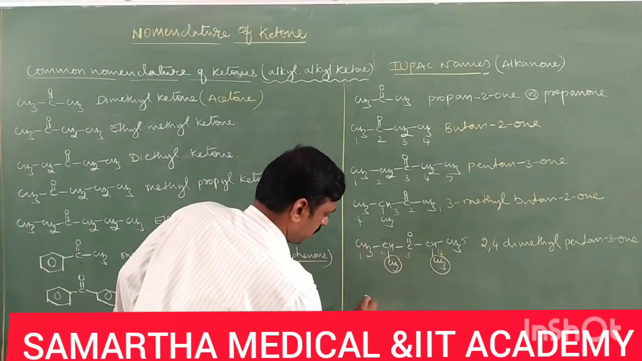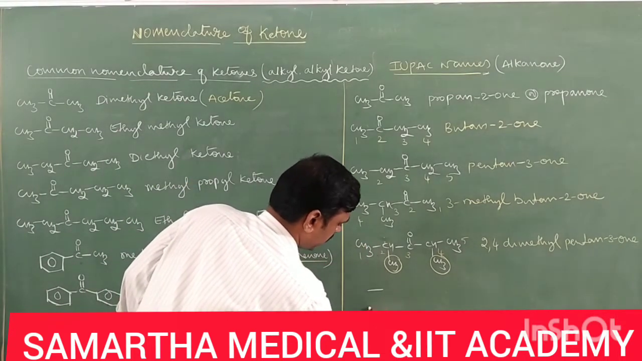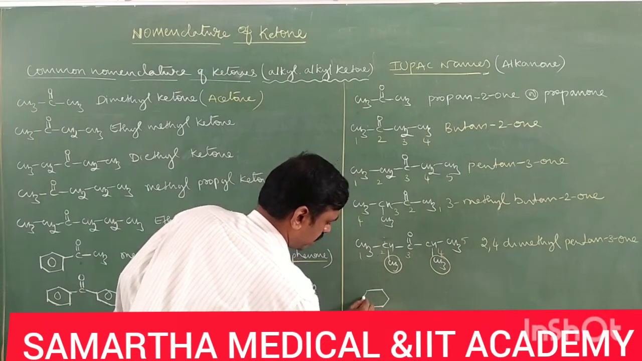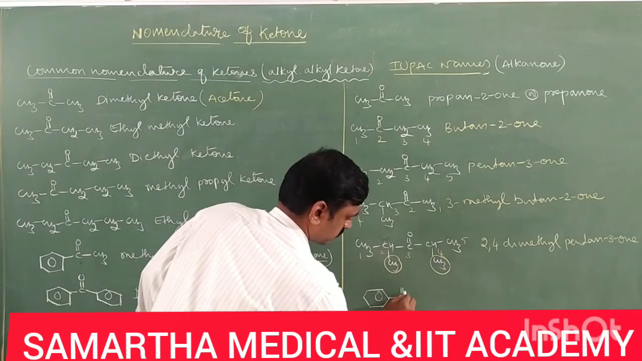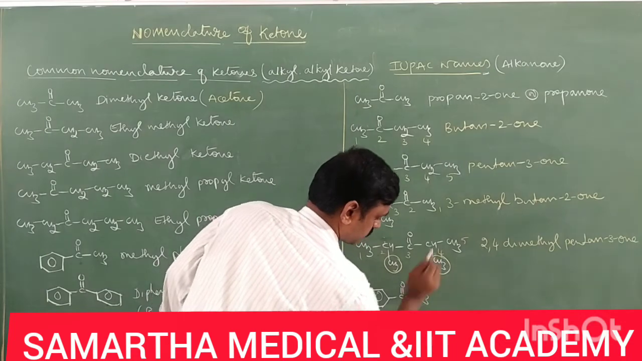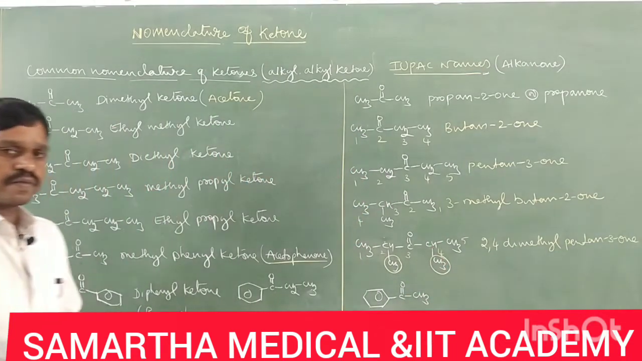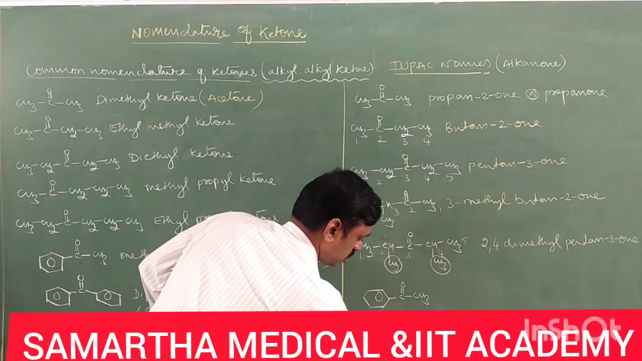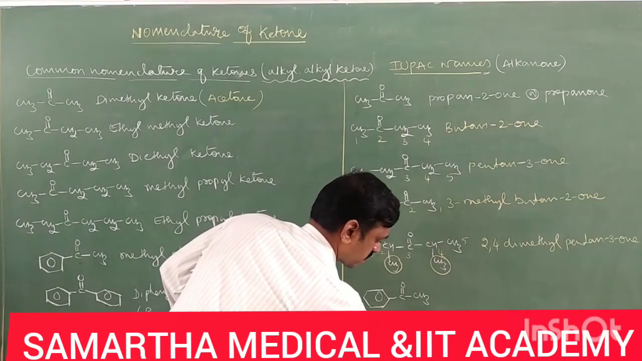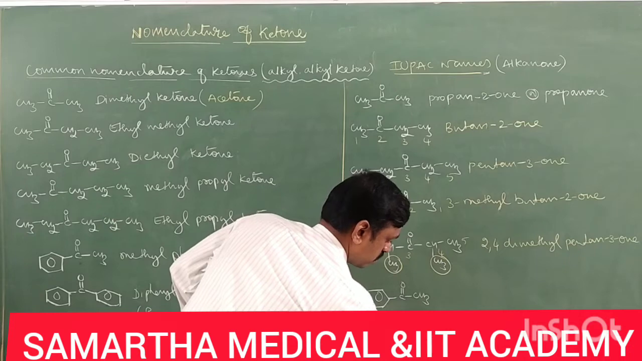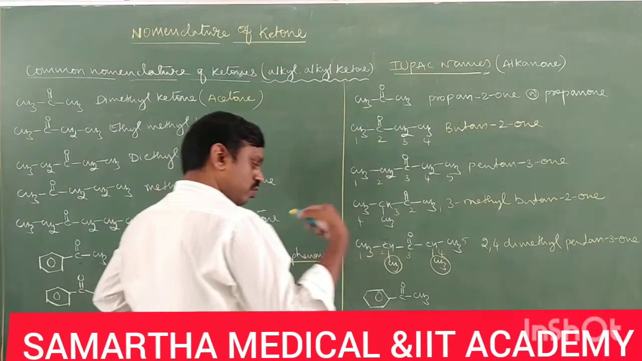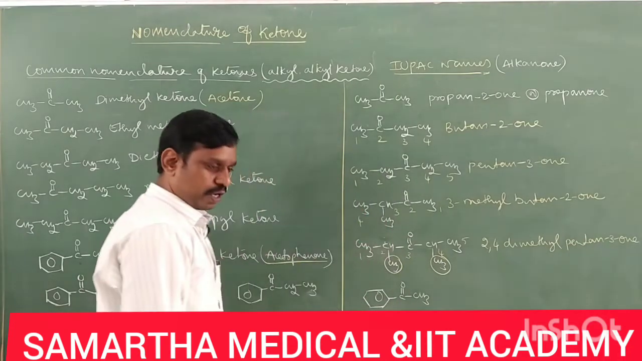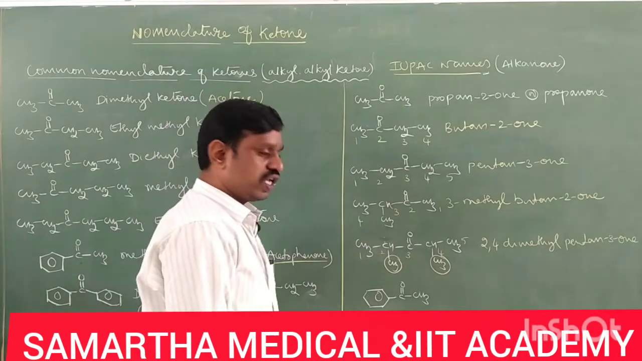One more example, let us take aromatic ketones. Right, its common name is acetophenone. Important, it is acetophenone. We use this name more commonly. Okay, right. Now what is the IUPAC name?